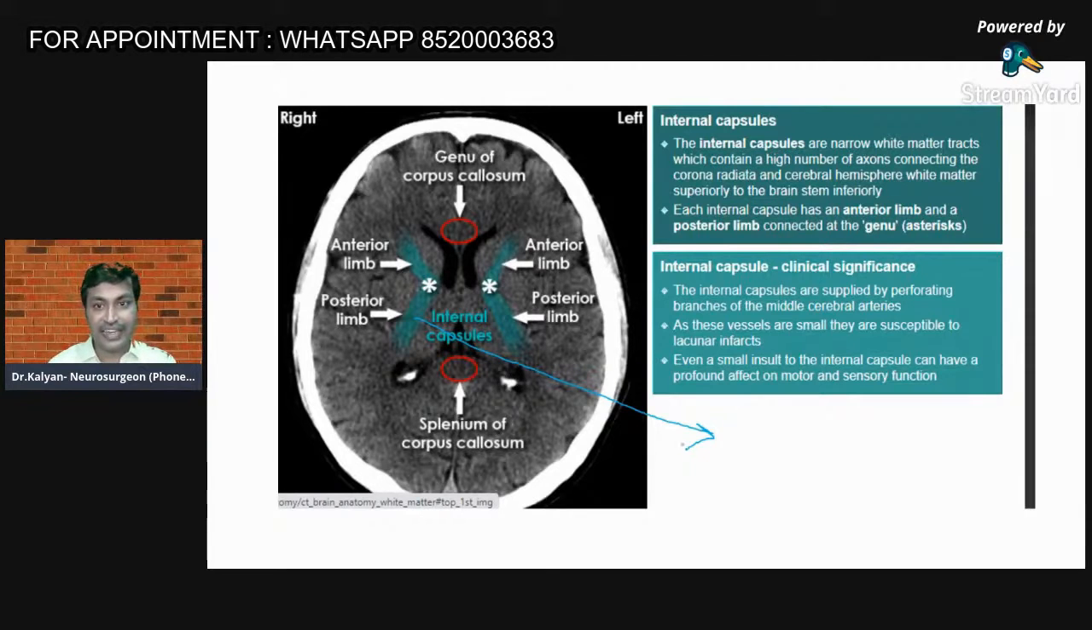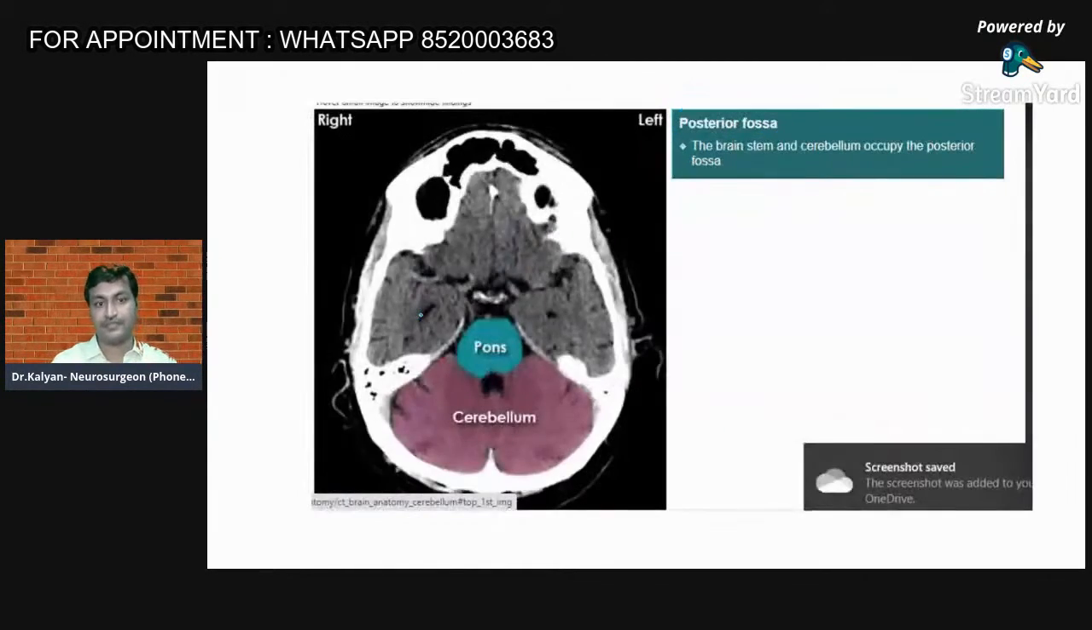So that one is the internal capsule. This internal capsule is a V-shaped structure divided into anterior limb and the posterior limb, and they are present in between the basal ganglia. So this was the brainstem which I have seen in the posterior fossa containing the brainstem and the cerebellum.